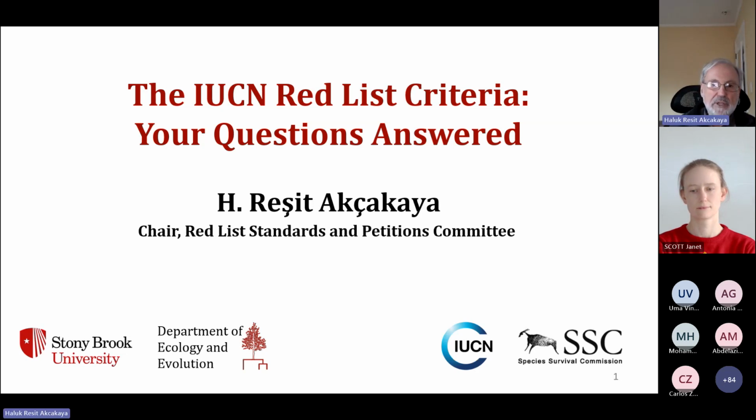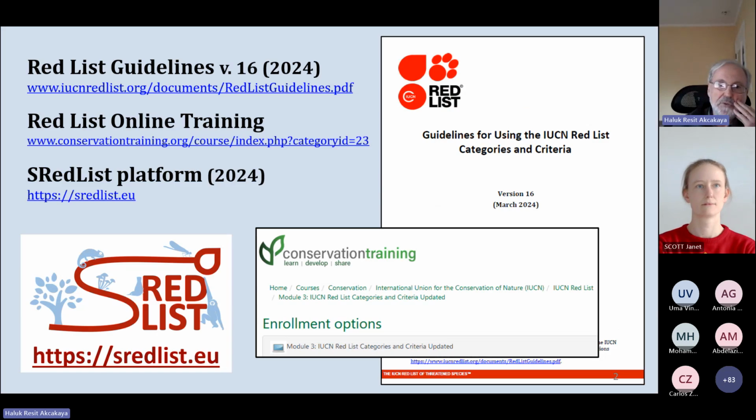Before I get to those questions, I want to remind you of 3 important resources for red listing, which you probably already know, but just as a reminder. First, there is the Red List guidelines that the Standards and Petitions Committee updates about every year or every other year. We are now in version 16 since 2001. So in 23 years, we had 16 versions. The Red List guidelines, of course, are explaining and providing guidance on how to use the categories and criteria, which is the main document for red listing.